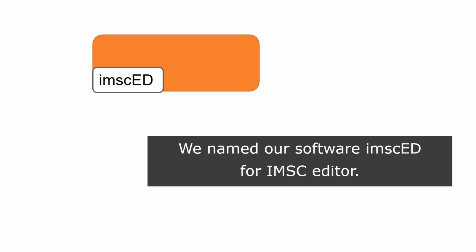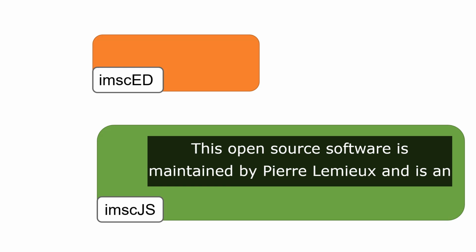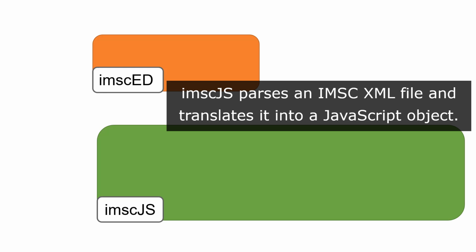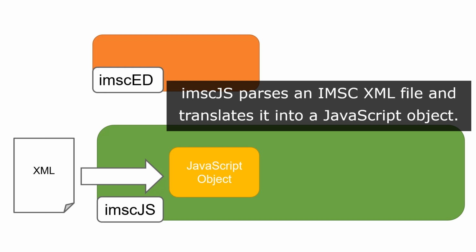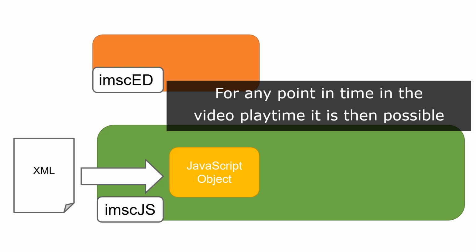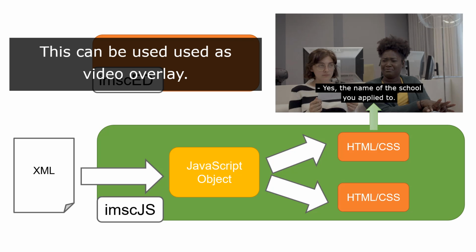We named our software IMSC Add for IMSC Editor. IMSC Add is built on top of the IMSC renderer IMSC.js. This open source software is maintained by Pierre Lemieux, and it is an important reference implementation for IMSC. IMSC.js parses an IMSC XML file and translates it into a JavaScript object. For any point of time in the video playtime, it is then possible to generate a CSS-styled HTML DOM fragment as subtitle representation. This can be used as video overlay.